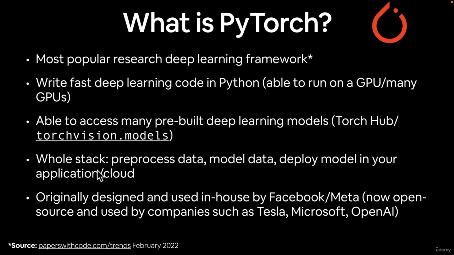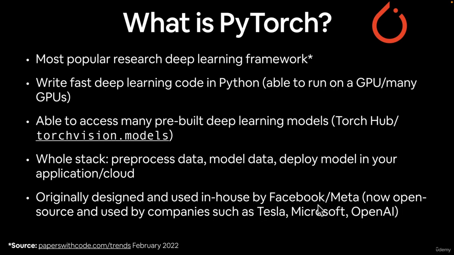And it provides an ecosystem for the whole stack of machine learning, from pre-processing data, getting your data into tensors. What if you started with some images? How do you represent them as numbers? Then you can build models such as neural networks to model that data. Then you can even deploy your model in your application/cloud, deploy your PyTorch model. Application/cloud will be depending on what sort of application/cloud that you're using, but generally it will run some kind of PyTorch model. And it was originally designed and used in-house by Facebook/Meta.